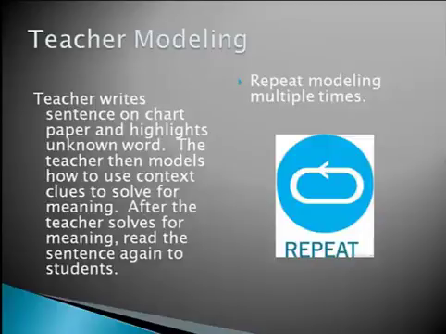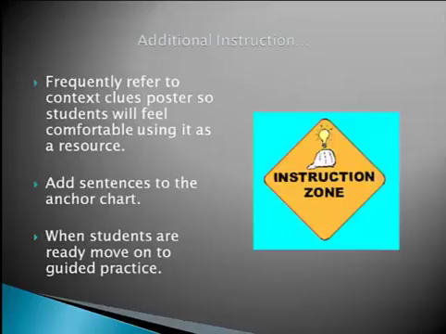During the teacher modeling portion, the teacher writes a sentence on chart paper and highlights an unknown word. The teacher then models how to use the context clues to solve for meaning, and makes sure to reference the context clues chart so the students will realize that this is a good reference and a tool for them to use when working independently. After the teacher solves for meaning, read the sentence again to the students, and repeat this multiple times as necessary.